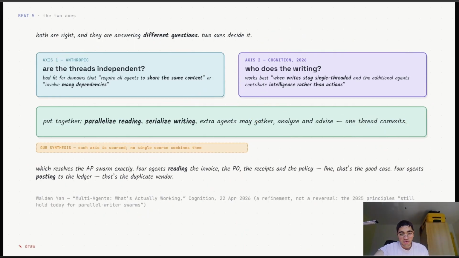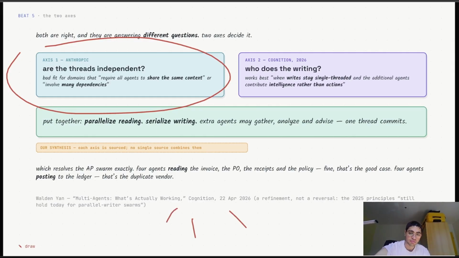And this settles the question. Taking our example, you have four agents that are reading the invoice, the PO, the purchase order, the receipts, and the policy. That is a good case, because you're just analyzing data, and not in depth. It's quite simple data, and it's easy for agents to analyze. It's really not building or writing or deep work. So here it would be better to follow the plan of Anthropic. You have different parallelizable tasks.